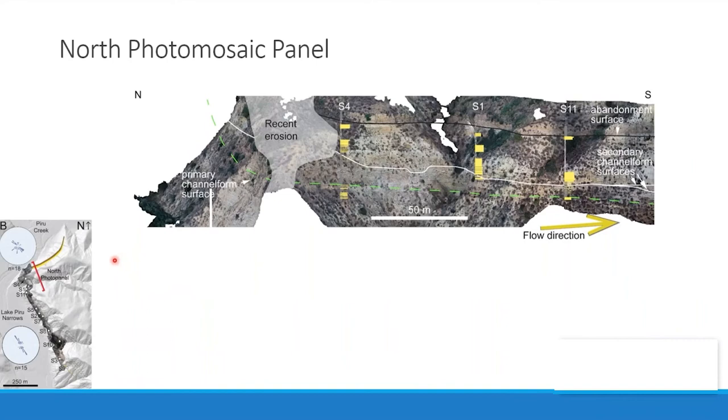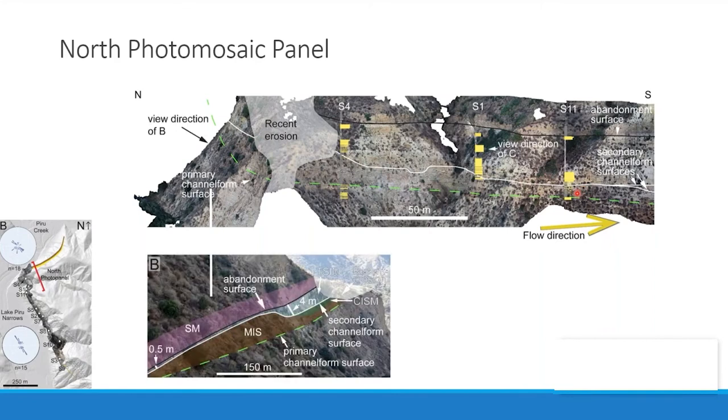If we start from the north in the photomosaic, you can see the primary channel form surface, the basal surface of the channel, which we've interpreted just above this sand package here, which correlates all the way to an underlying channel element, which we'll see in the south panel. We also have another secondary channel form surface that comes through here, which we can look at in more detail.